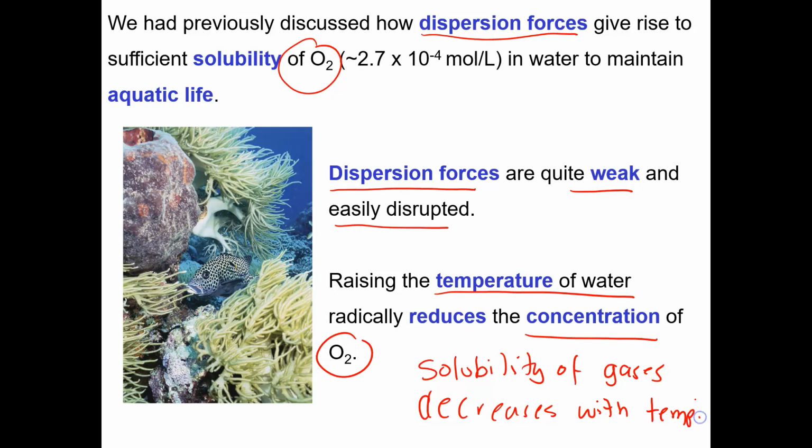And you've probably noticed this, that if you have a bottle of soda and it gets warm, it loses its bubbles. And that's because the CO2 is lost from the solution. You may also have noticed that if you warm some water well below the boiling point, you'll see bubbles of gas leaving the water.